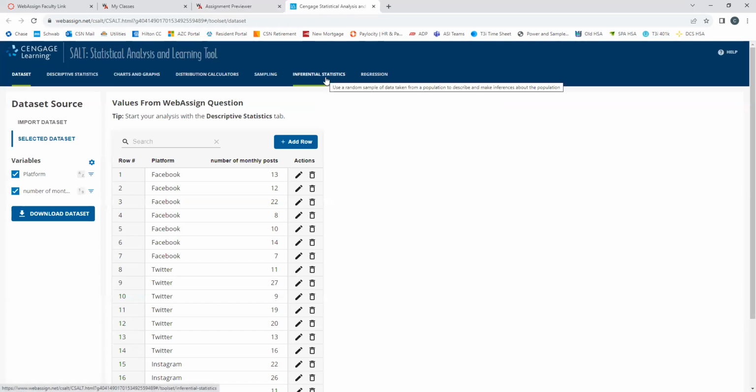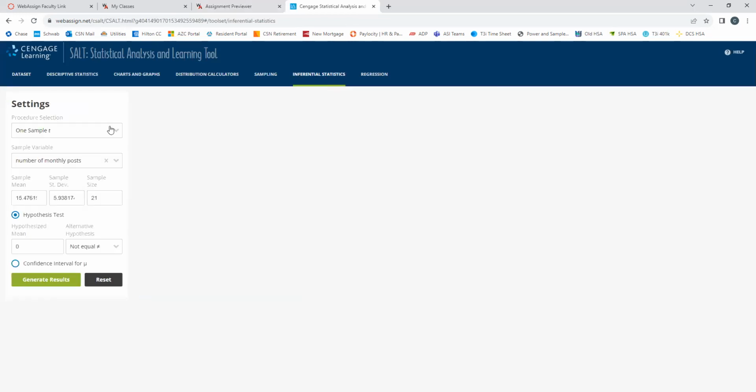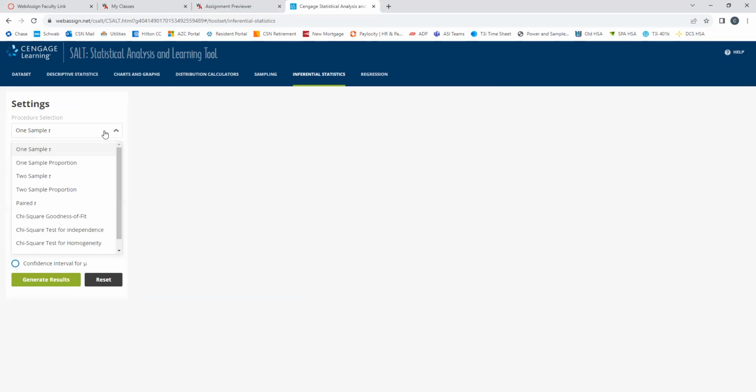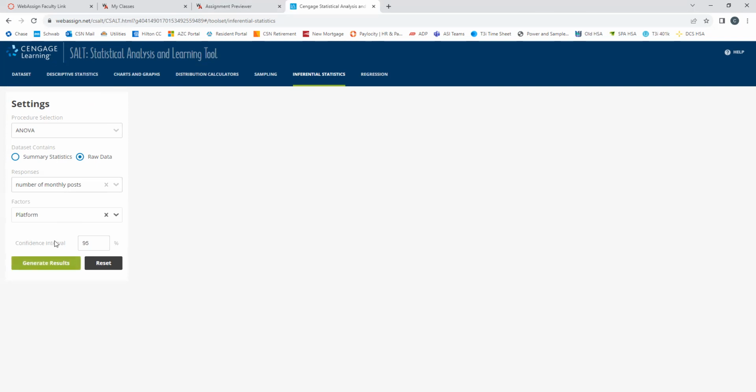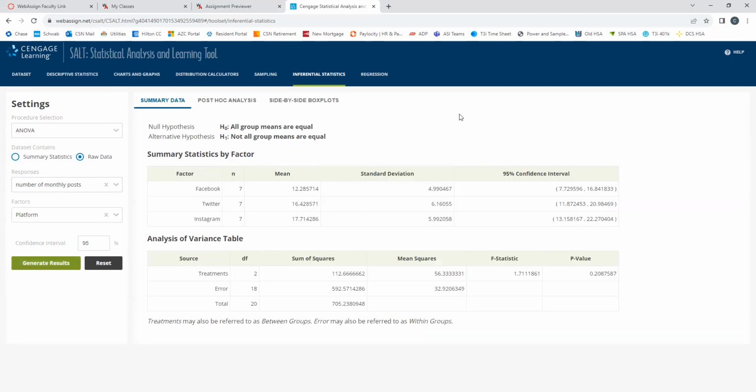So we come over here to inferential statistics. And in this case, we are running an ANOVA. So we're running an ANOVA, and we've got it right there. It breaks it up pretty easily. It's really hard for us to screw it up because it goes in general when it comes to those things. Then we generate our results.